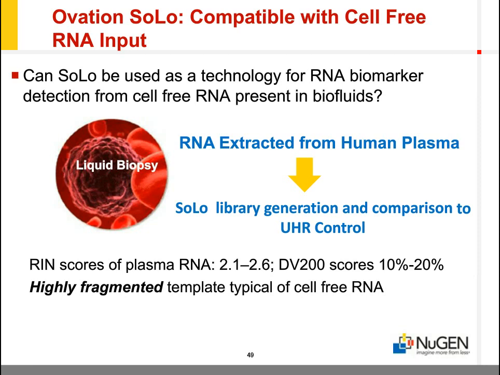In this experiment, we used RNA extracted from human plasma as template into the Solo workflow and compared the resulting library to one generated from a UHR control. As is typical of cell-free RNA, an analysis of the input plasma RNA revealed it to be highly fragmented, with RINs of 2.1 to 2.6 and DV200 scores from 10 to 20%.